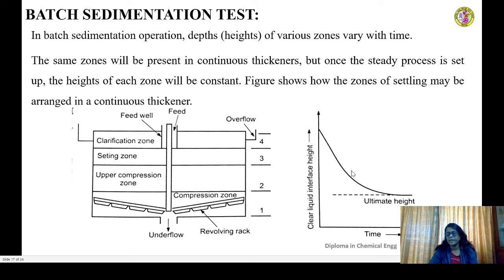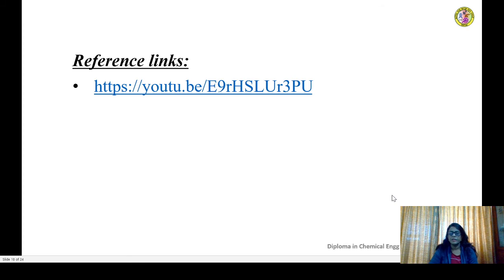The settling will be carried out up to this point where the final height of the clear liquid is reached. This represents the time at which the final height of the clear liquid is attained in a settling process. In the next class we'll take up how we can mathematically analyze the batch settling test to help design settling equipment, that is, thickeners.